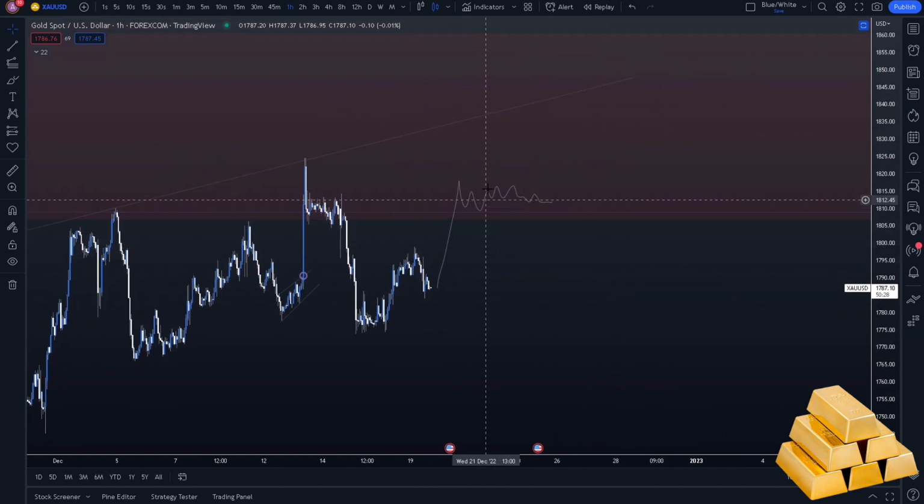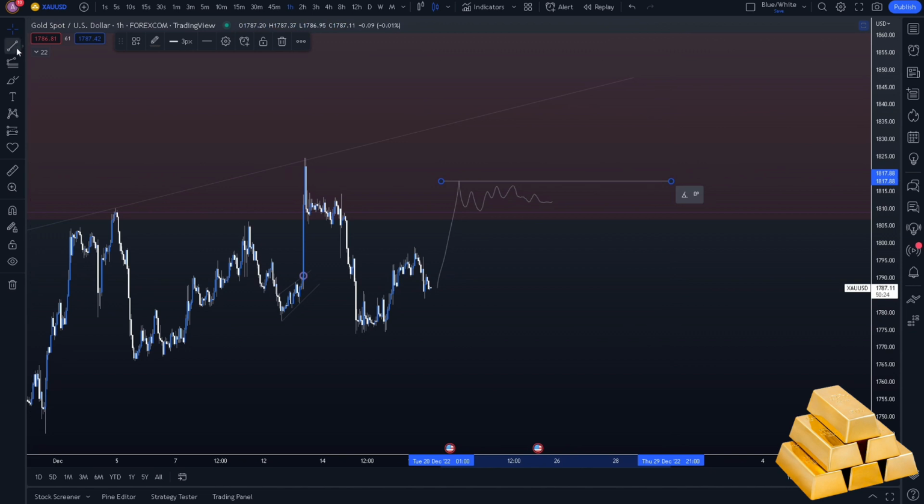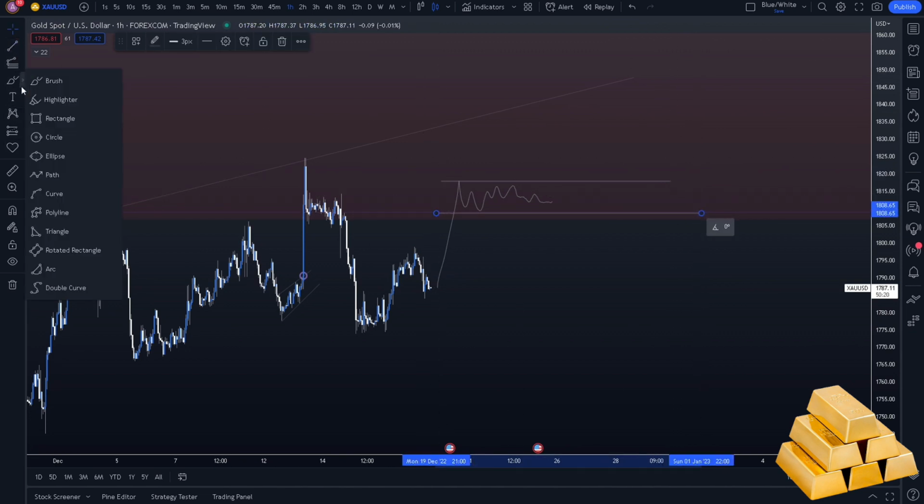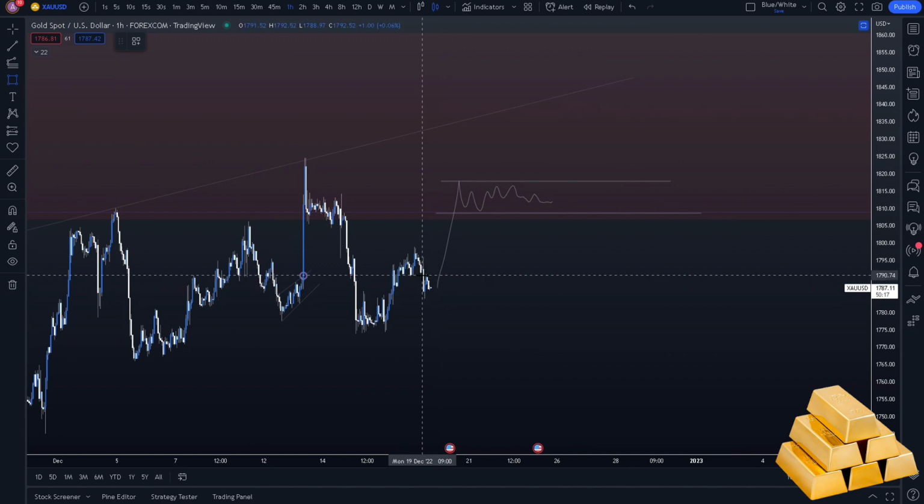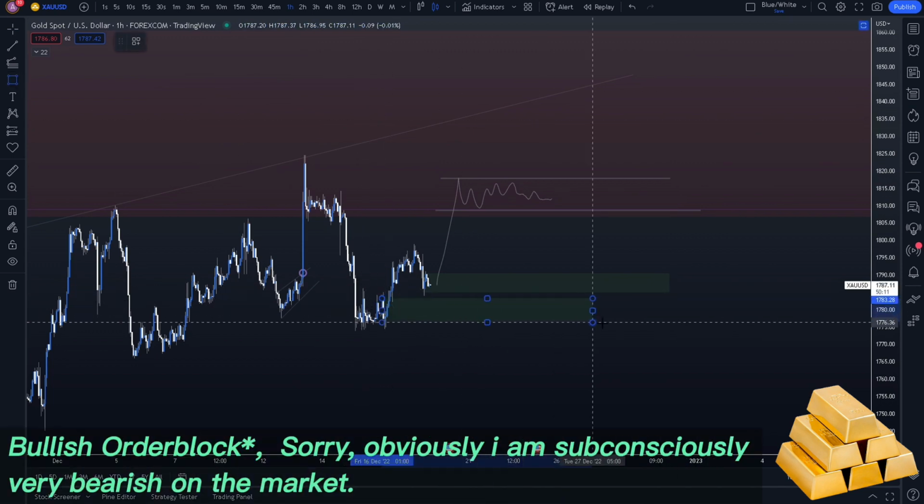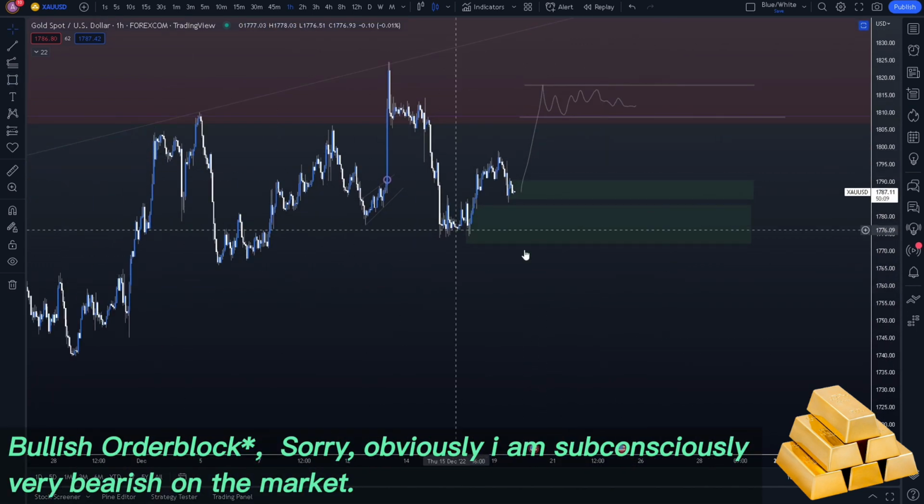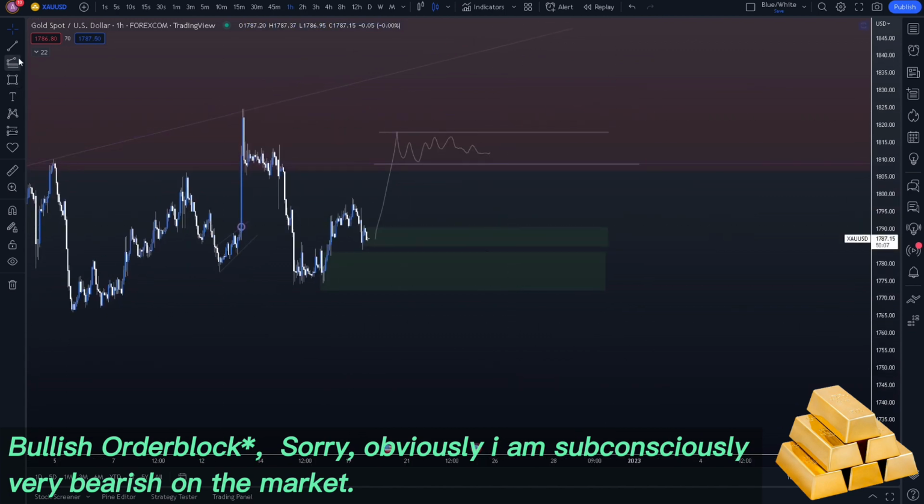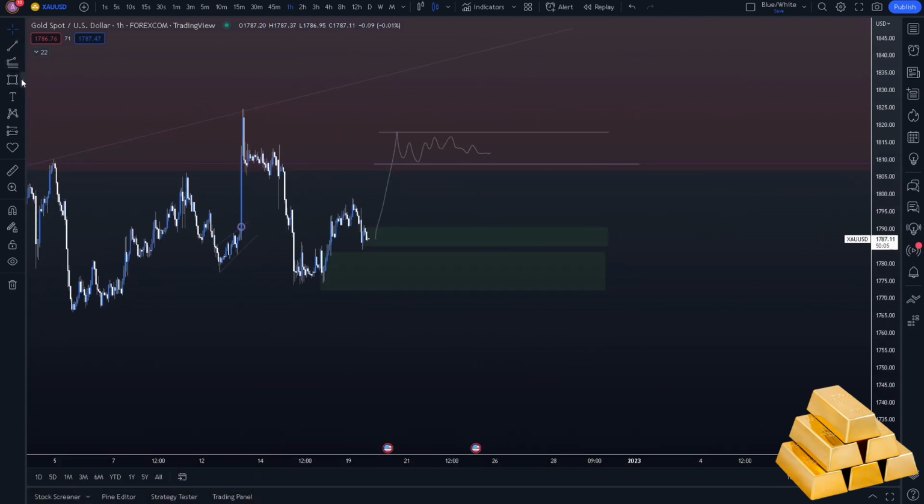But just say we do get this level and we get it held and we form some sort of range right here, I absolutely would be looking for a long trade in some sort of order block. So that'll be a bearish order block. This would be a bearish order block. I probably want to be looking down here, but this is what I'll be looking for, where we would form some sort of range and consolidation right above this weekly key level. It could be way up here as well.